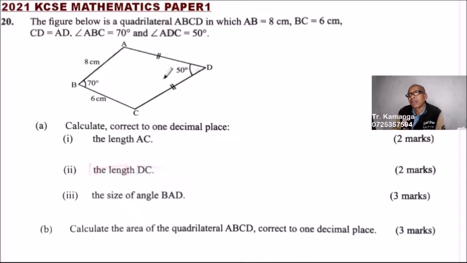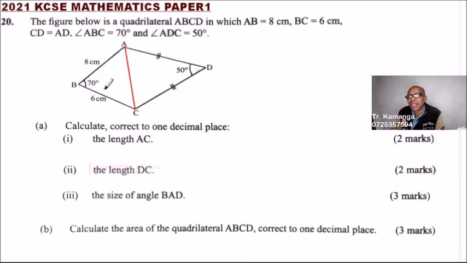So this is our quadrilateral. It looks like a kite, but the difference is that this side is not equal to that. So we look at what the question requires us to do: calculate, correct to one decimal place, the length of AC. This is our AC. We can use a line there to denote AC, the line that we are required to find the length of.